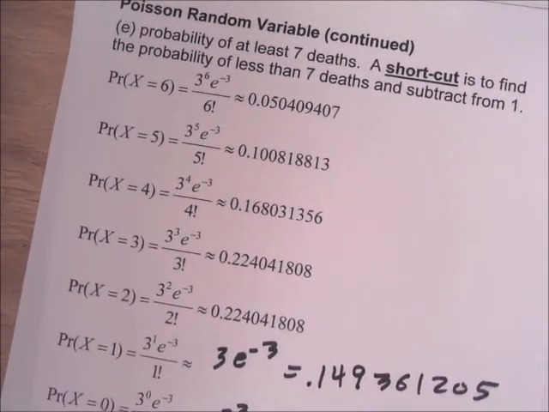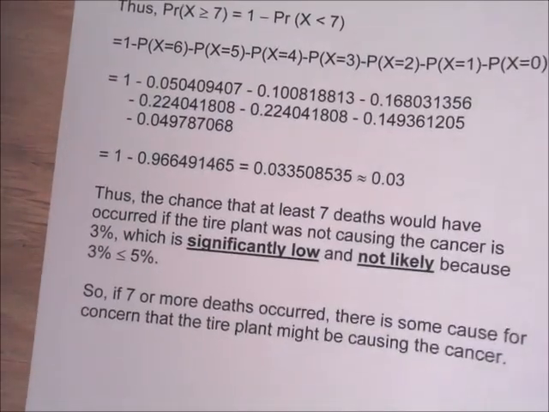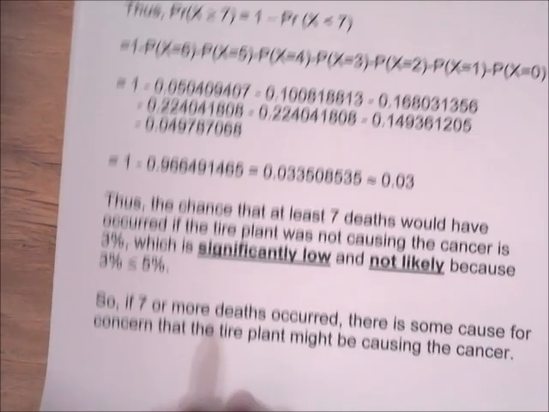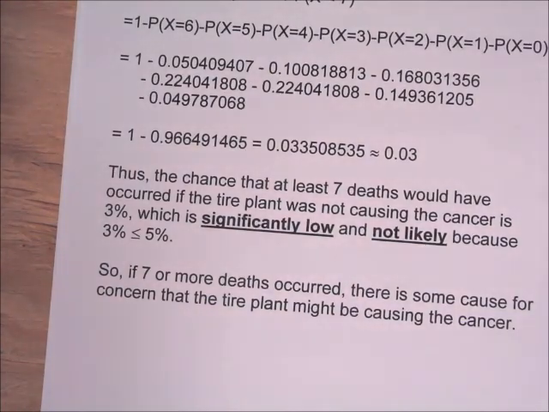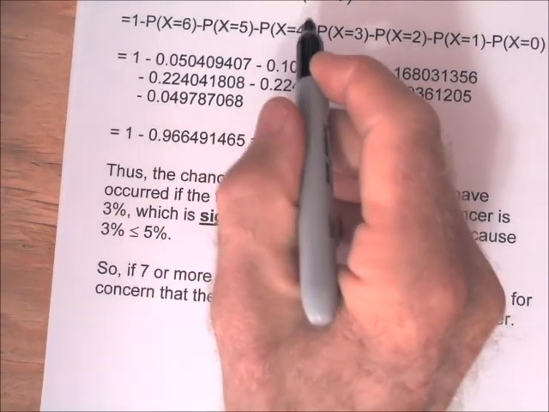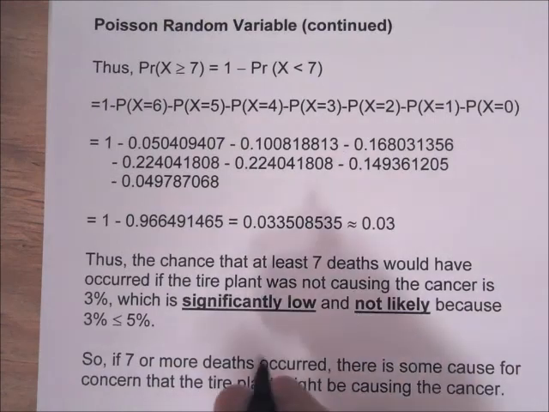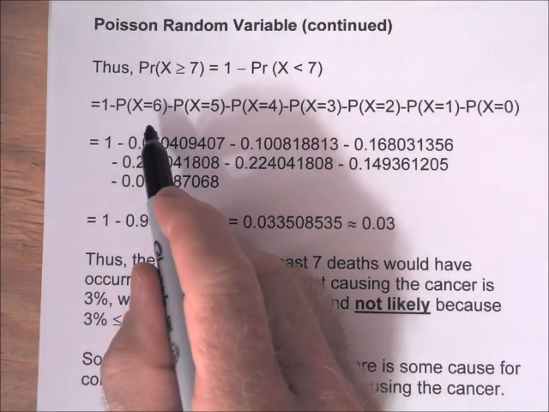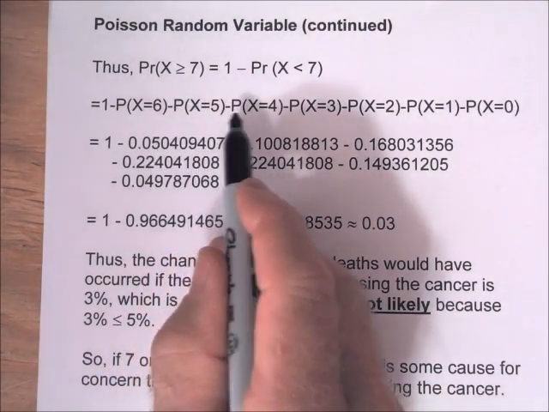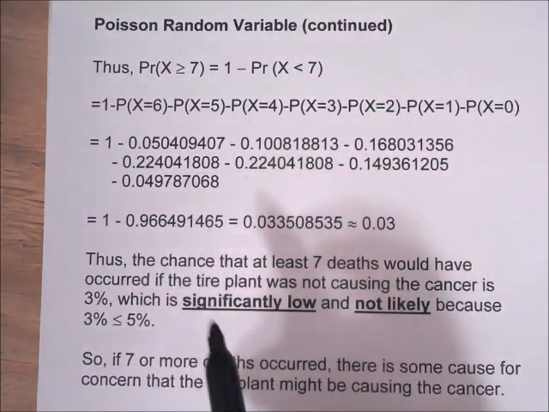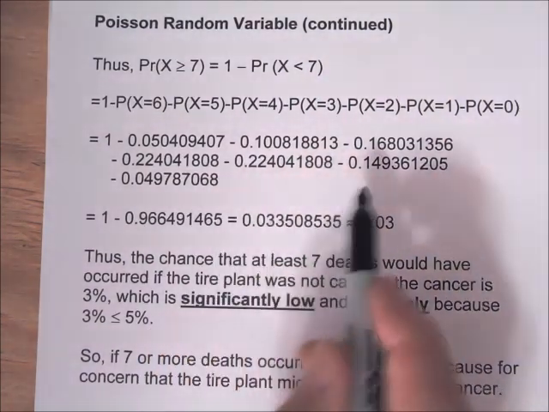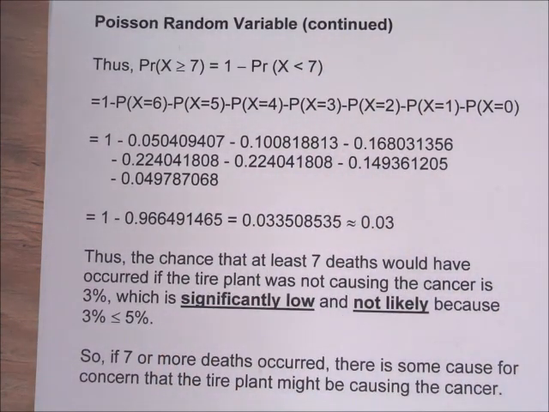So then the probability of at least 7, that would be 7 or more, is 1 minus the probability x is less than 7, and it's 1 minus the probability x equals 6, minus the probability x equals 5, etc. So we subtract off these numbers that we just computed, and we get approximately 0.03.